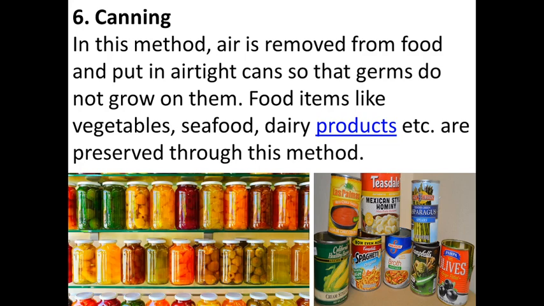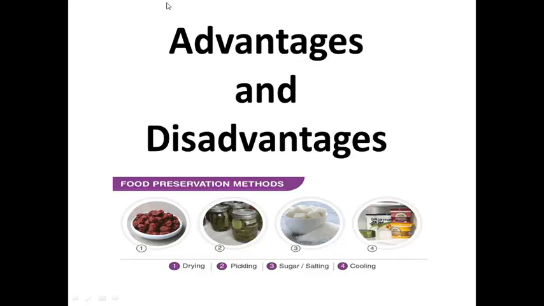That is the canning process. See, we can see here how many food items there are. Many food items that we are storing in airtight cans to avoid the growth of germs. See, vegetables, seafood, dairy products that we are preserving with the help of the canning process. Understood? I hope that you have understood all these preservative methods.